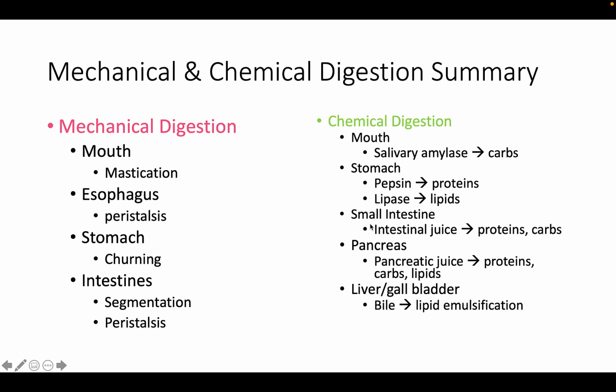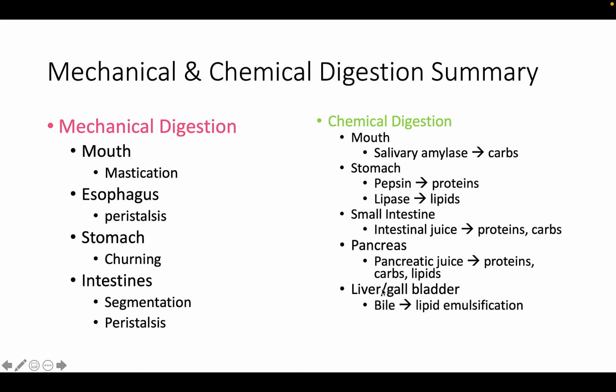gall bladder. The mouth releases salivary amylase to digest carbs. The stomach releases pepsin to digest proteins and lipase to digest lipids. The small intestine releases intestinal juice that helps digest our proteins and carbs. The pancreas releases its own juice, helping us digest all the major macronutrients.